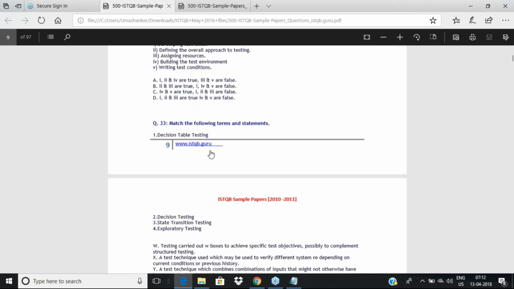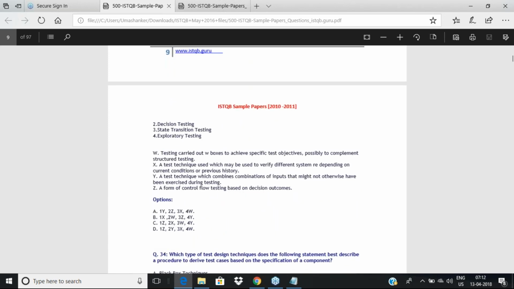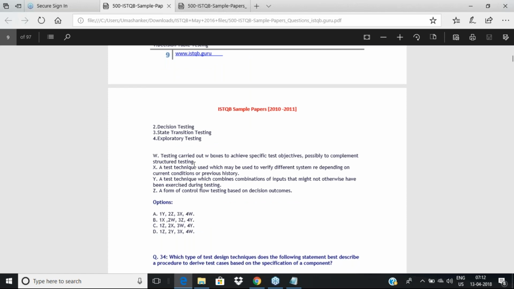Match the following terms and statements. Testing carried out with boxes to achieve specific test objectives, possibly to complement structure. A test technique which may be used to verify different system behavior depending on the current conditions or previous history. A test technique which combines combinations of inputs that might not otherwise have been exercised during testing. A form of control for testing based on decision outcomes.